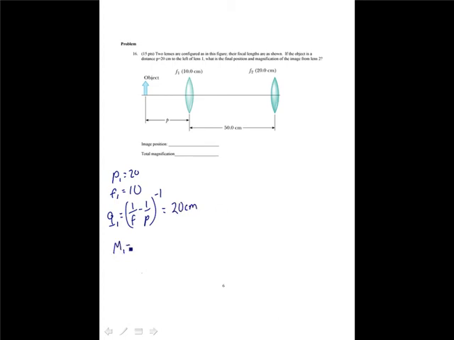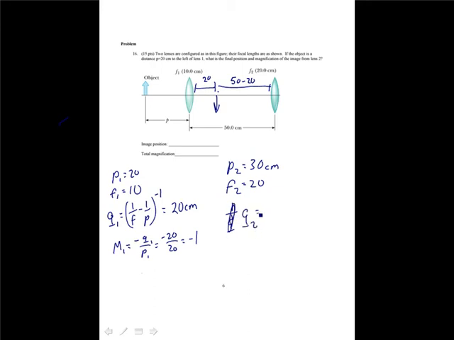And then I can find M1, which is minus Q over P. Q1 over P1. That is minus 20 over 20 is equal to negative 1. Now, my Q1 is at 20 centimeters. That means that my P2 is going to be 50 minus 20. So P2 is equal to 30 centimeters. F2 is 20 centimeters. So find Q2 is equal to 1 over F2 minus 1 over P2 to the minus 1, and that is equal to 60 centimeters.